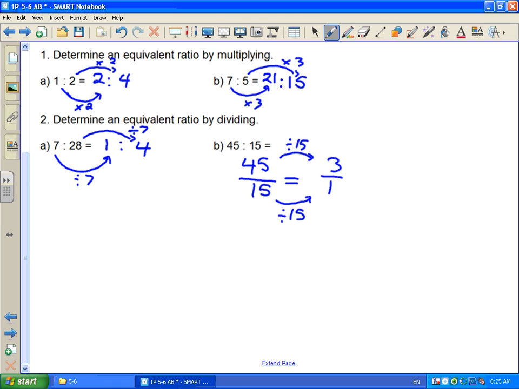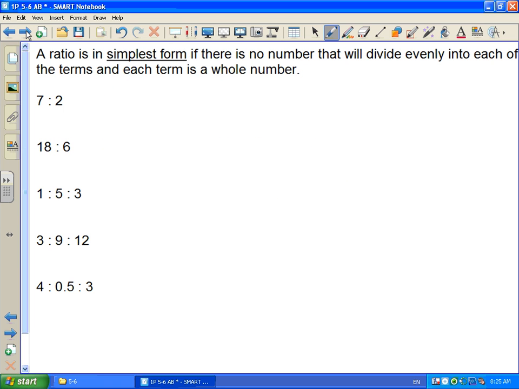So this discussion of equivalent ratios leads us nicely into what we mean by simplest form. A ratio is in simplest form if there's no number that will divide evenly into each of the terms, and each term is a whole number. So this is just like putting a fraction in lowest terms. So if I see a ratio 7 to 2, I ask myself, can anything divide evenly into the 7 and the 2? And the answer is no. So this one is in simplest form already, so we don't have to do anything here.